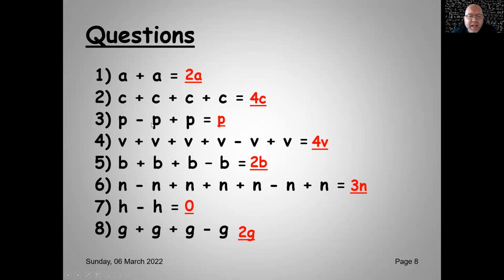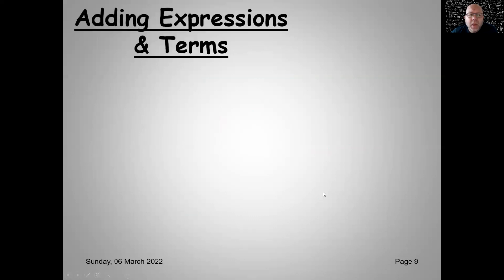But then we've got these negatives. So we've got 1, 2 P's, positives, but then we take 1 away. So 2 take away 1 leaves us with just the 1P. And you'll notice we've not written 1. We don't need to. It's just P on its own. Down here at number 7, we've got H, take away H, which leaves us with nothing at all. So that's a 0. Okay, well, there are your answers.